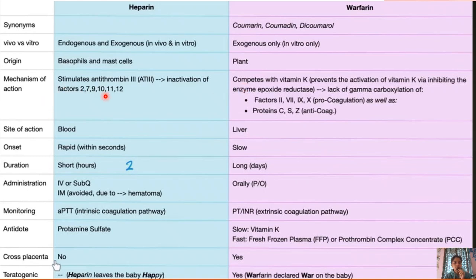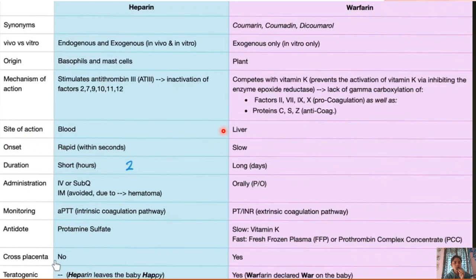Mechanism of action: heparin stimulates antithrombin 3, which indirectly inhibits factors 2, 7, 9, and 10, whereas warfarin inhibits the vitamin K epoxide reductase enzyme, which is helpful for gamma carboxylation, but that does not take place because of the inhibition. Therefore factors 2, 7, 9, 10 all get inhibited, as well as the anticoagulation factors, protein C and S, which also get inhibited.